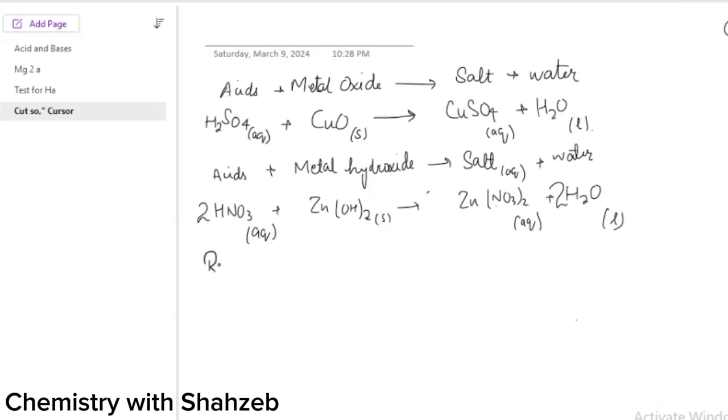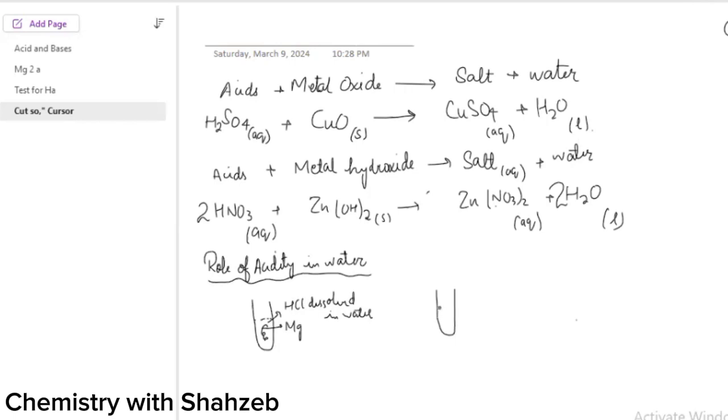Now, there's one important thing, that is the role of acidity in water. Remember one thing, acid can only work when it is dissolved in water. For example, if there are two tubes and there is magnesium ribbon, and we have put this in HCl, which is dissolved in water, and here there is the same HCl, but here HCl is dissolved in organic solvent. We can see that here is magnesium as well, but no reaction would take place here. No reaction.